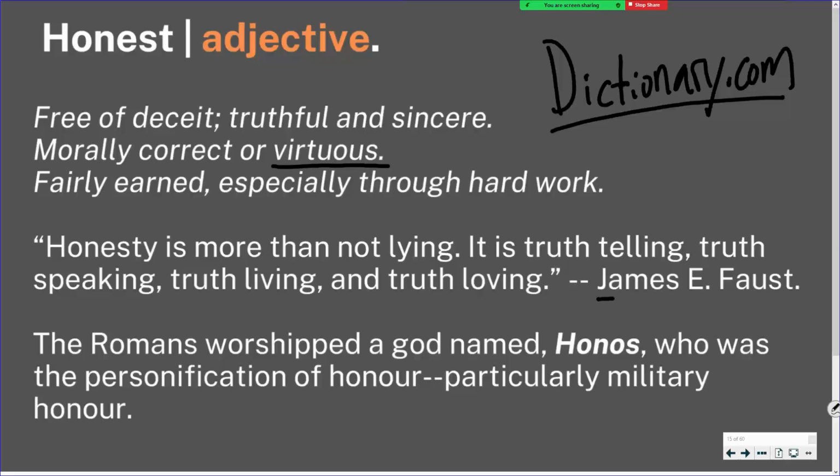Here's a quote from James E. Faust. Honesty is more than not lying. It is truth-telling, truth-speaking, truth-living, and truth-loving. And I love that. I love that idea of truth living. So honesty is when you live the truth.